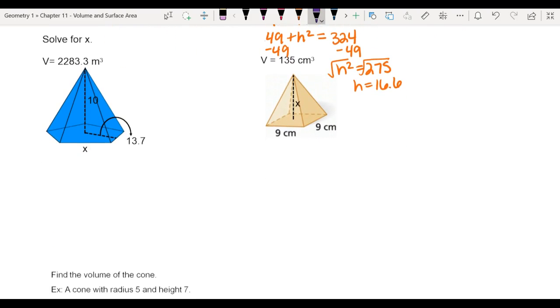Let's jump down to these ones where you have to solve for x. On these ones, you're going to write your formula down, plug in what you know, and then solve for x. So we have a pyramid here. The base is a pentagon. When your base is a pentagon, that's where you use that polygon formula, the 1/2 A and S. So the volume of this would be 1/3 times 1/2 A and S times the height of your prism.